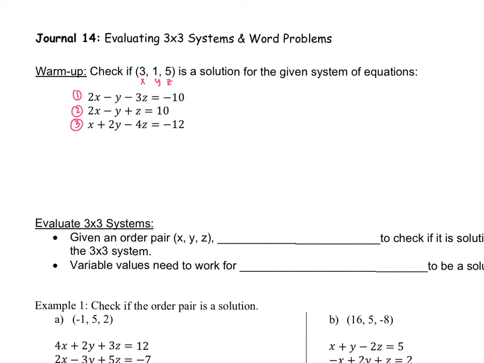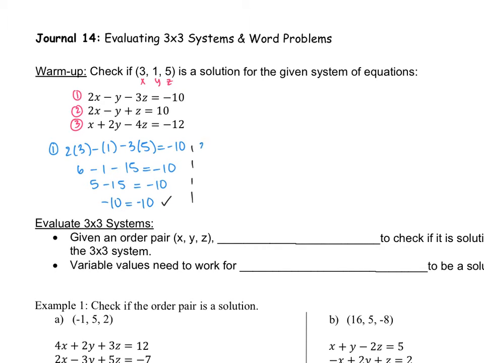I'm going to start with the first equation, plugging in my x, which is 3, my y, which is 1, and my z, which is 5. So this would be 2 times 3 minus 1 minus 3 times 5, and I need to make sure that it equals negative 10. If I work this out, 6 minus 1. When you subtract, just go from left to right. 6 minus 1 is 5, minus 15. I'm just bringing the negative 10 down on the right side. So 5 minus 15 is negative 10. So this does work out. I'll leave that as a check.